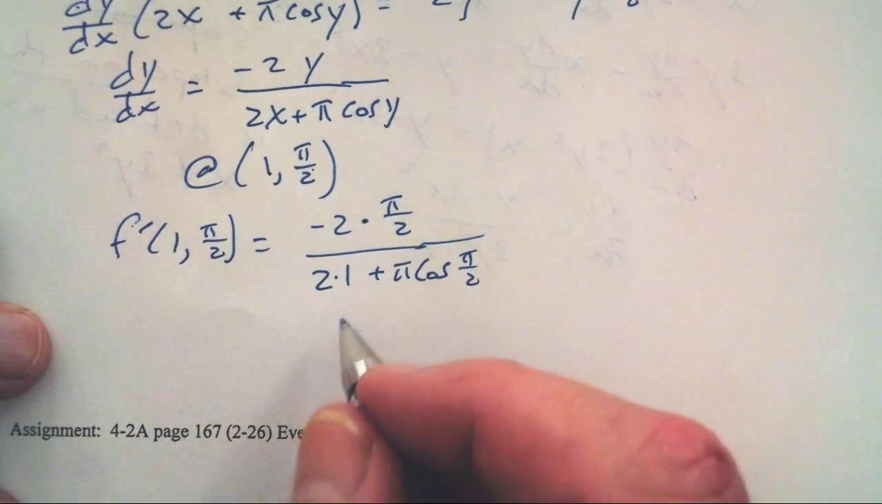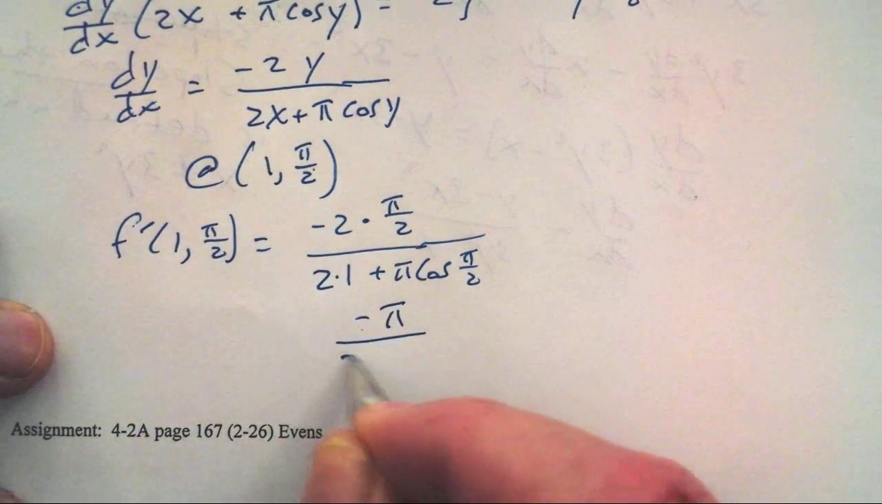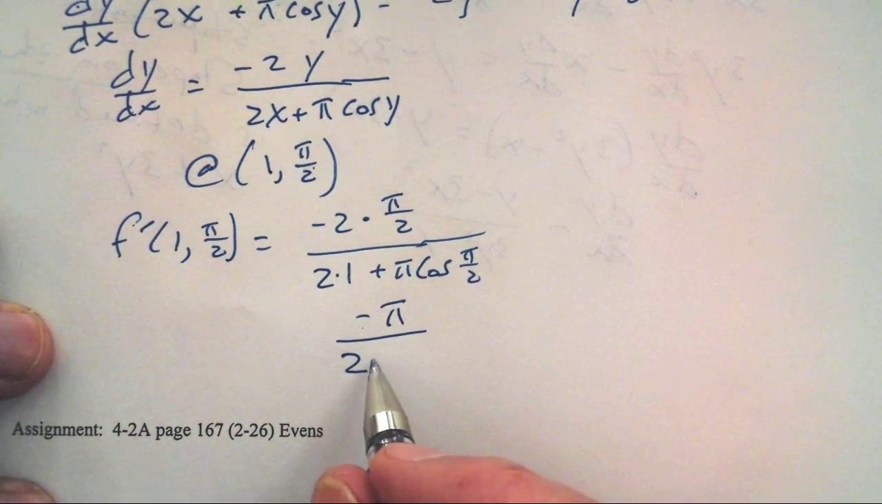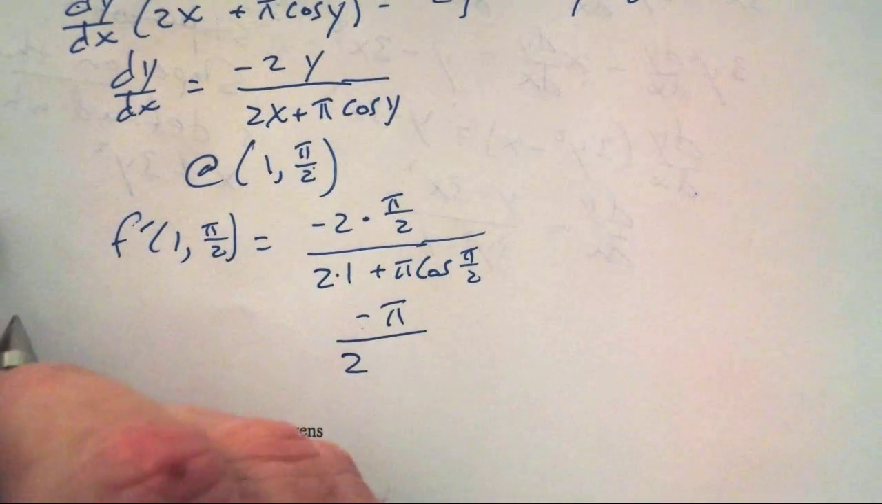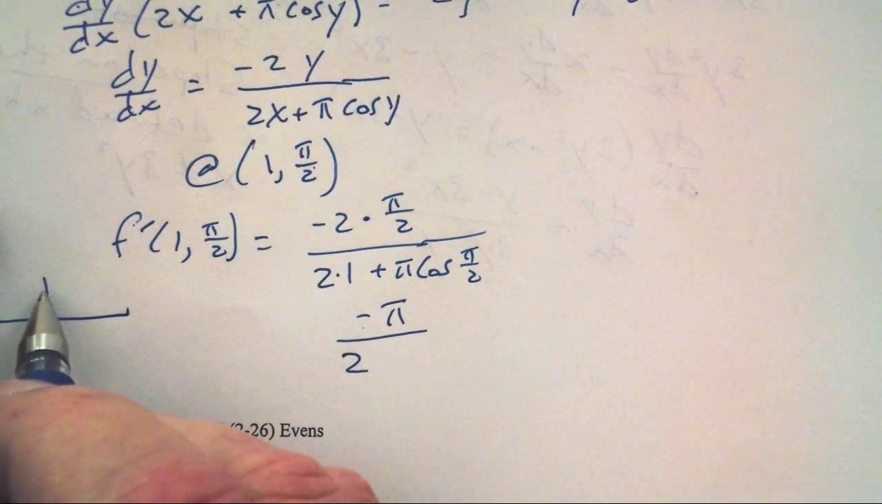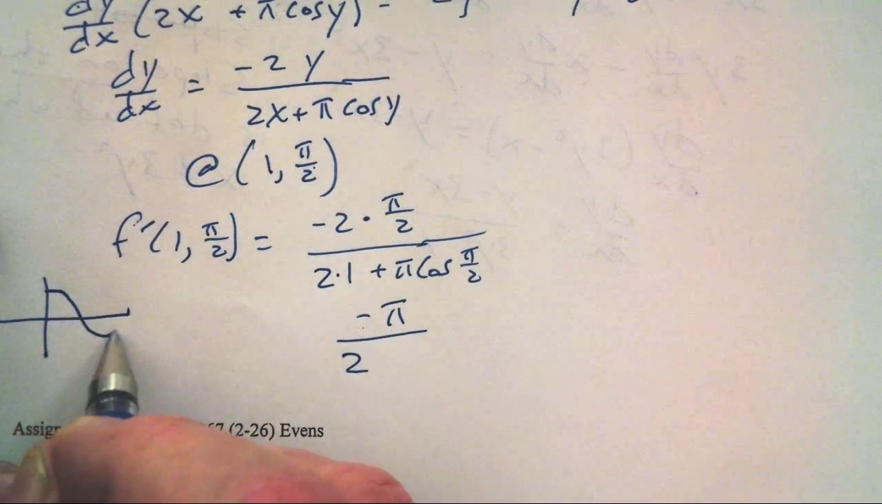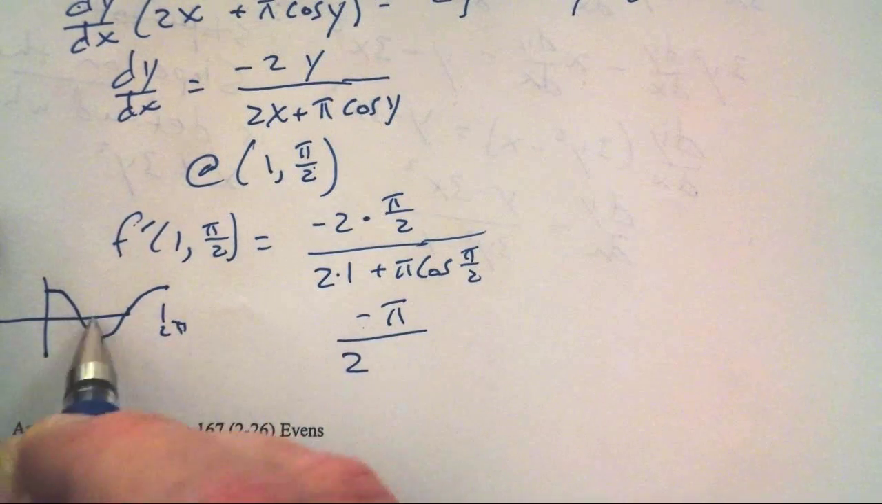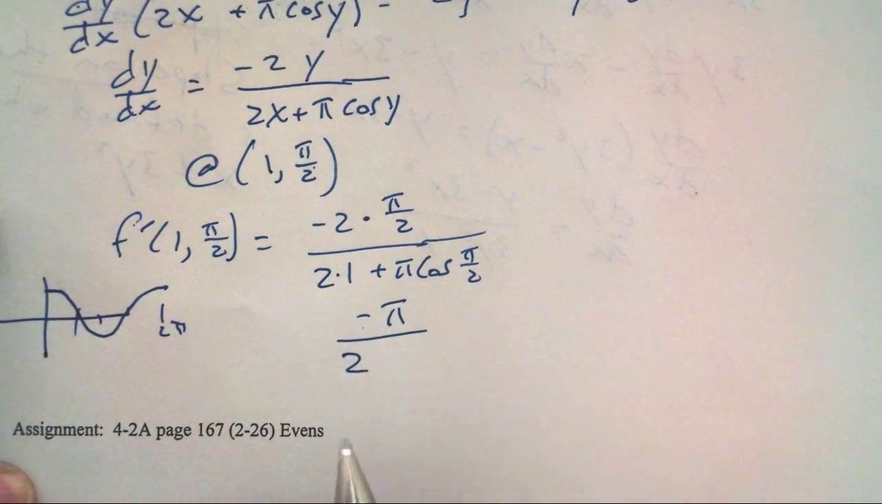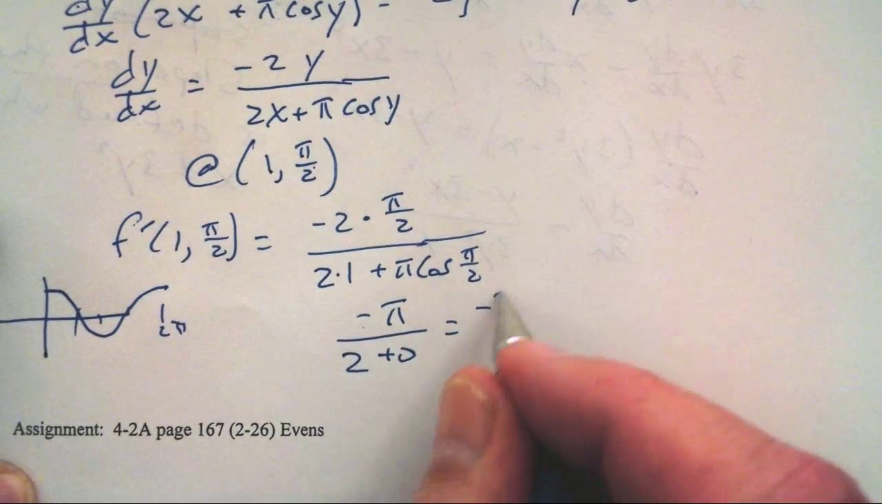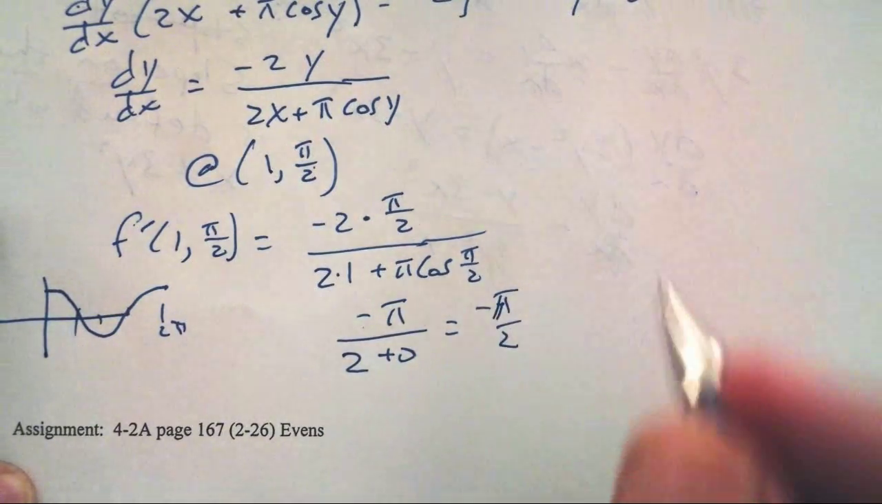A little quick simplifying here. I get negative pi/2 plus pi times cosine of pi/2. Maybe we should have that one memorized. But cosine of pi/2, here's cosine, 2 pi, pi, here's pi/2. It's 0. So plus 0, or negative pi/2. There's our slope.